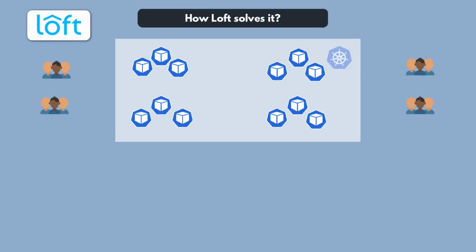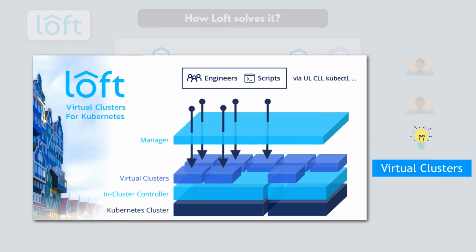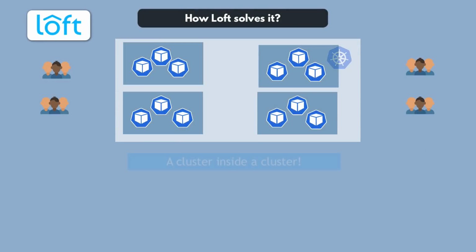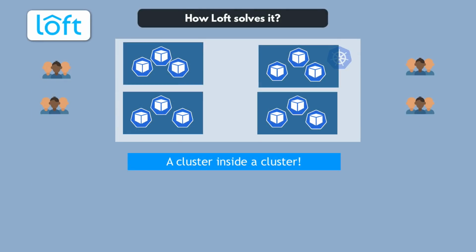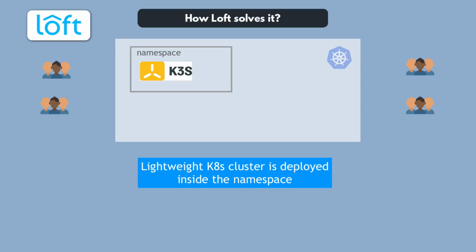And Loft helps solve exactly those challenges using a concept of virtual clusters. So what is a virtual cluster? It's simply a cluster inside a cluster. And the way Loft implements virtual clusters is when a user creates a virtual cluster in this shared company-wide Kubernetes cluster, Loft creates a new namespace and deploys a lightweight Kubernetes cluster based on K3S inside that new namespace.